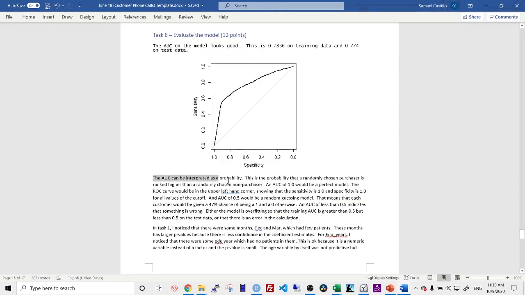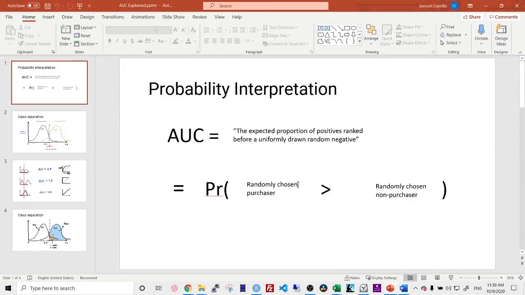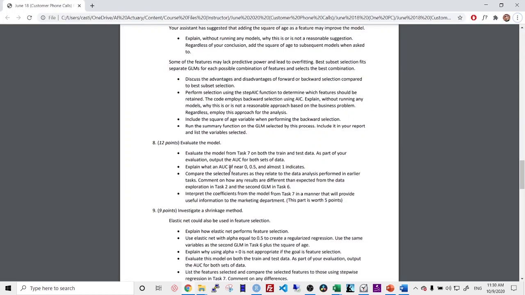I would just say AUC can be interpreted as a probability. This is the probability a randomly chosen purchaser is ranked higher than a randomly chosen non-purchaser in AUC. So then let's consider the different scenarios. An AUC of 0. How is this possible?